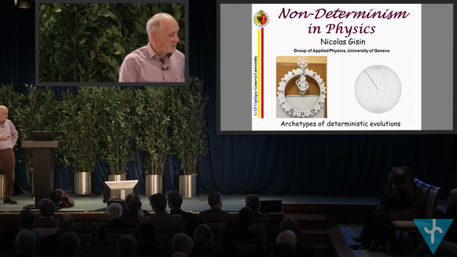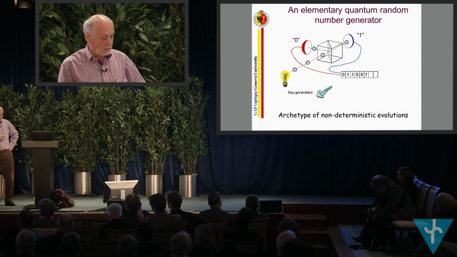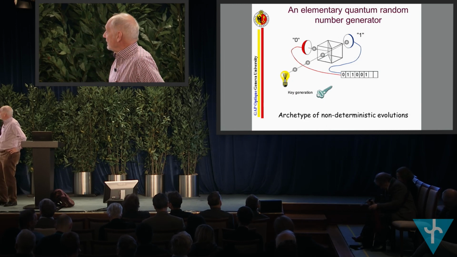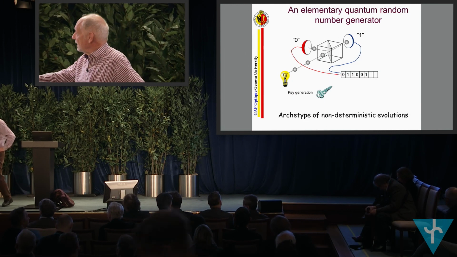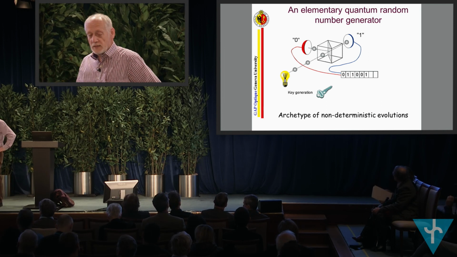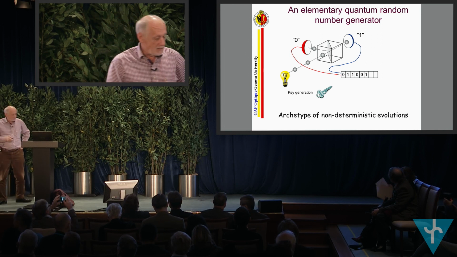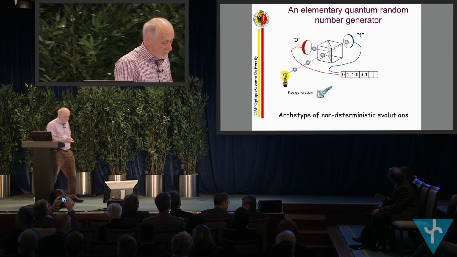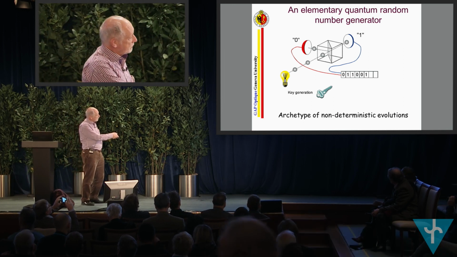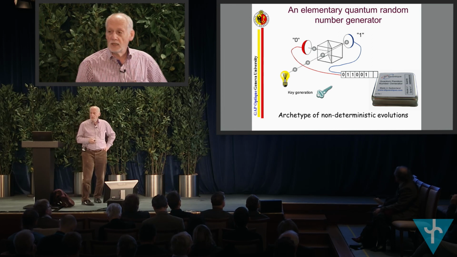But we know that in physics, and especially maybe in quantum physics, we also have a typical non-deterministic evolution. For instance, if you send a photon on a beam splitter and put two detectors, you get a random event. And you may name one detector 0, the other one 1, and then you get a string of random bits. And you can even make that commercial. You may buy one if you like.